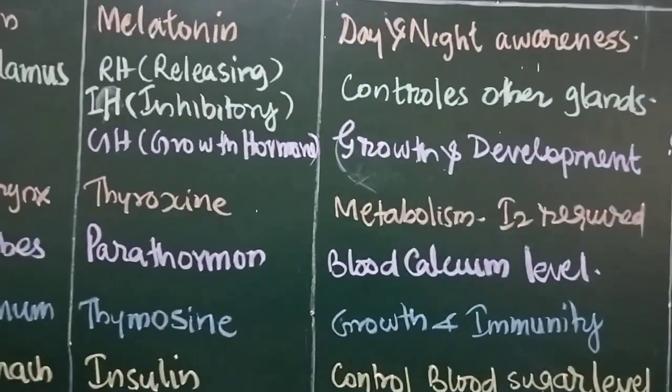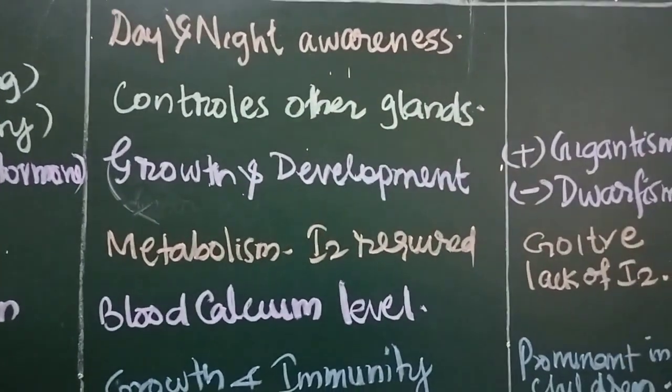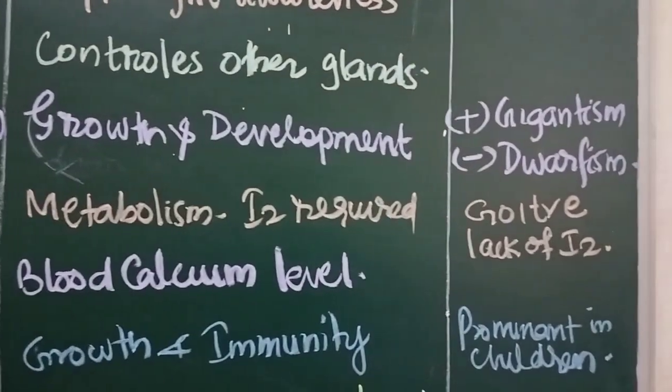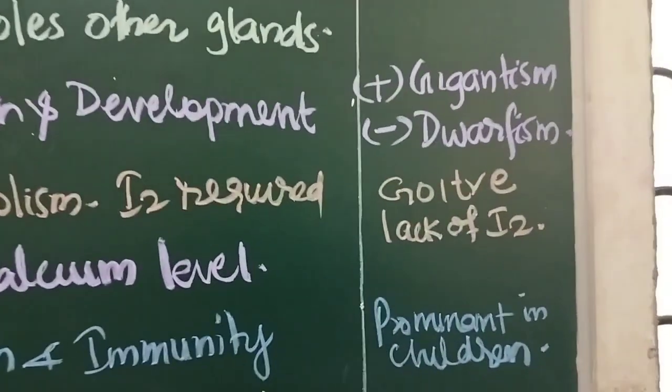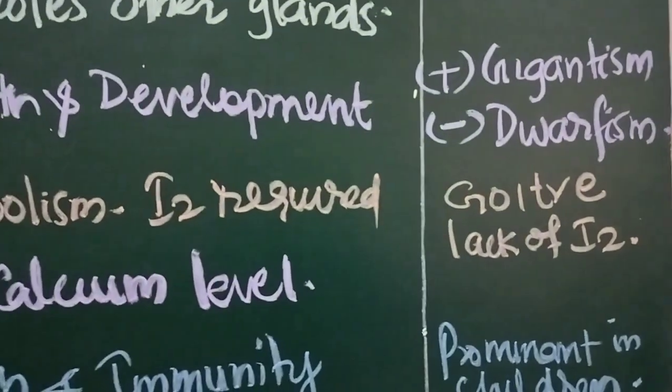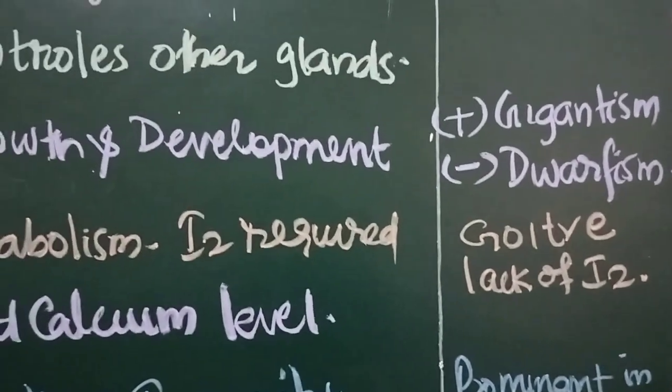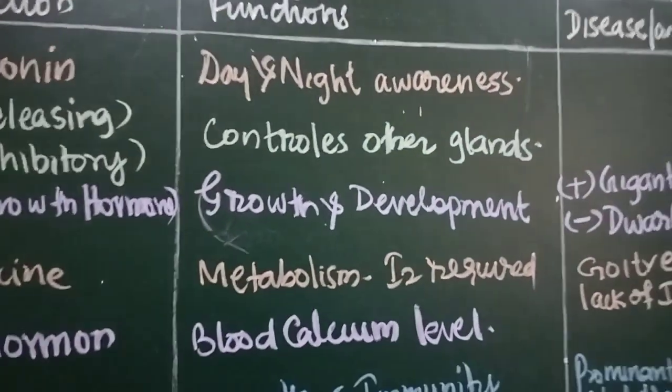For the production of thyroxine, iodine is required. If iodine is not available properly, a condition known as goiter occurs, which is the abnormal swelling of the thyroid gland due to lack of iodine. So this is the brief of the thyroid gland.